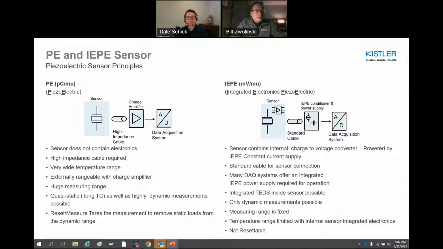With piezoelectric, on the other hand, your electronics is outside the sensor, and it consists of a charge amplifier. What it does is allow you to range the measuring chain to your specific levels to get the maximum utilization of the dynamic range. It also permits a quasi-static operation, which allows you to do functions such as preloading and setup of the vibration fixture. Obviously, with this type of setup, there's a reset and measure operation, so any static mass is really tared out in terms of the dynamics.